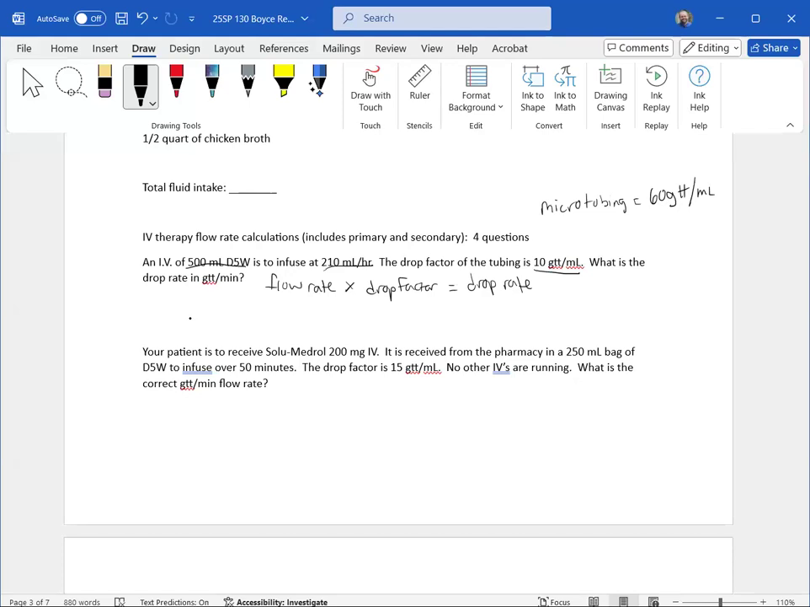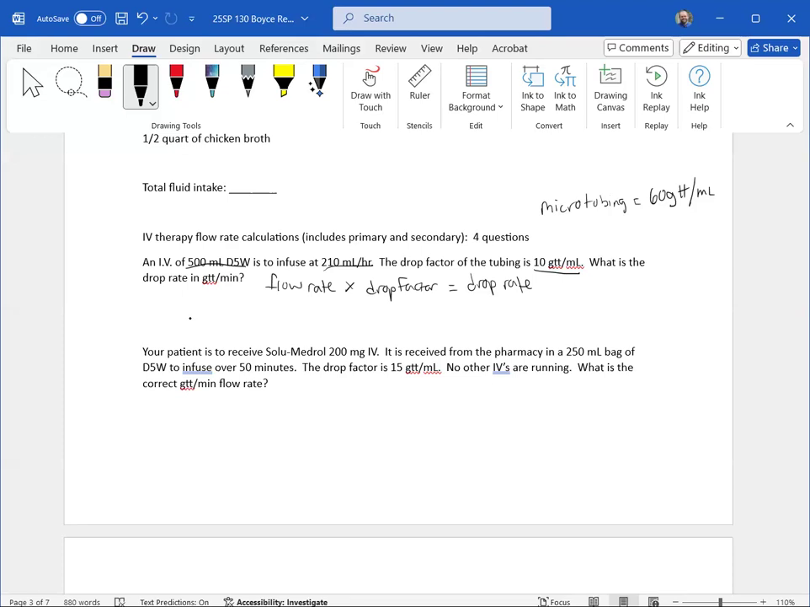So I need two pieces of information: flow rate and drop factor. This 500 milliliters, it's good to know that we have enough IV, but we don't need that information to solve for the flow rate. The example I've always used in the past is, if we're both going to get ice cream and we're going to meet up there, and I drive my Chevy Equinox and you drive your Ford Mustang, it doesn't really matter what we're driving. We're talking about the rate. How quickly can you get there?